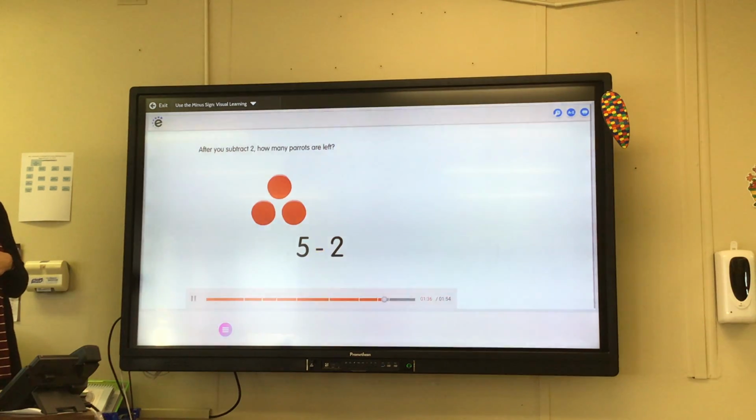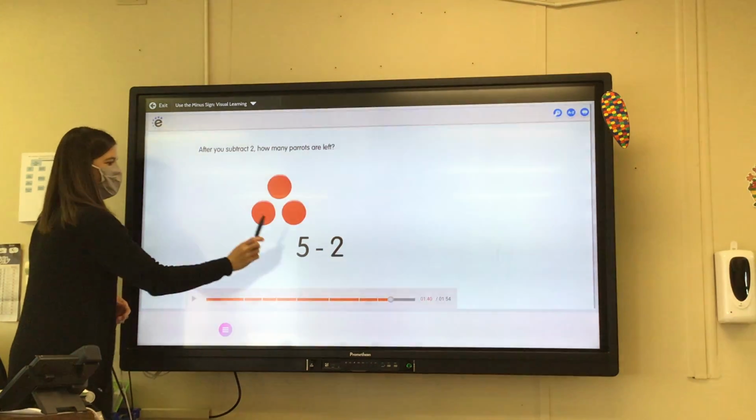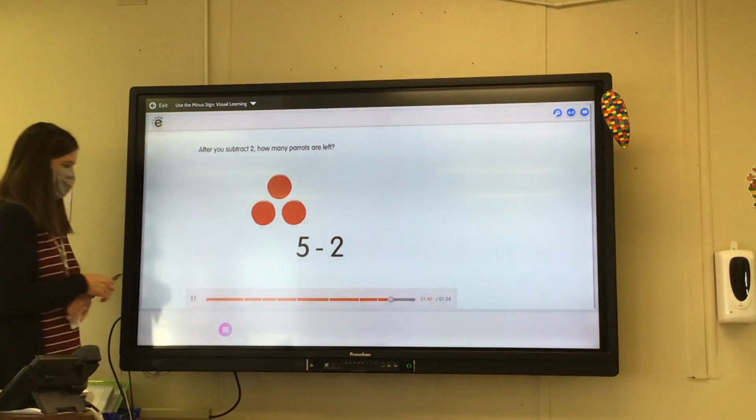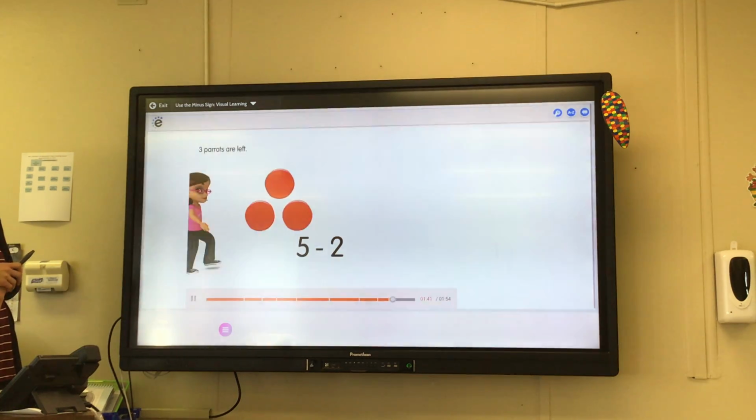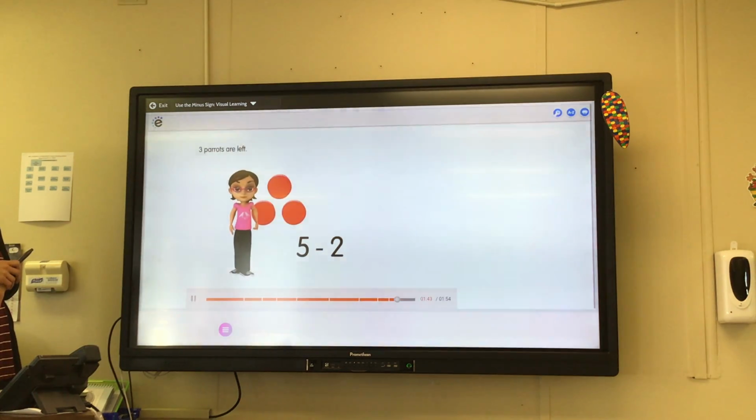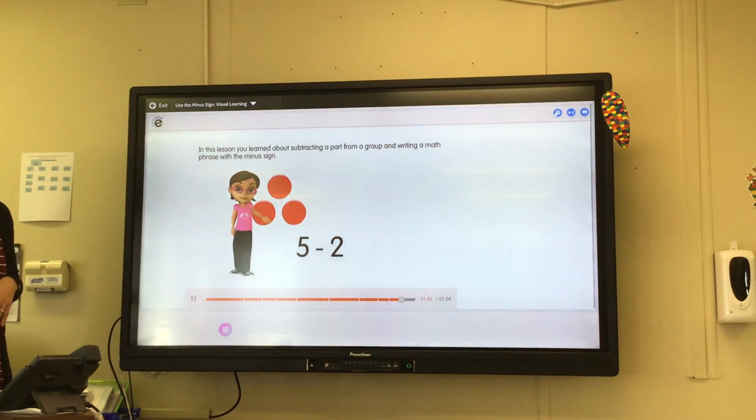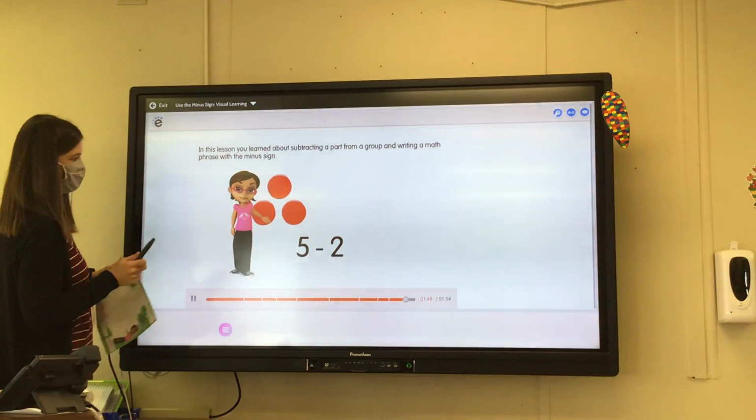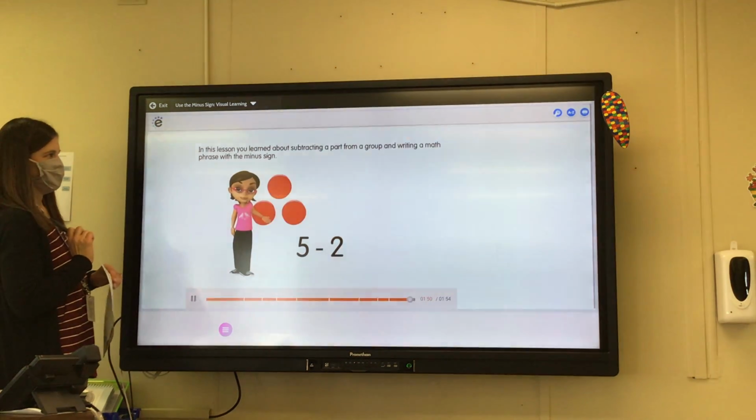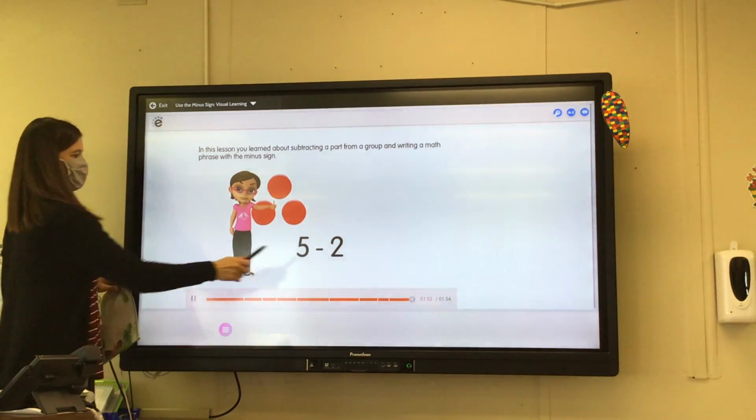After you subtract 2, how many parrots are left? 3. 1, 2, 3. 5 minus 2 equals 3. 3 parrots are left. In this lesson, you learned about subtracting a part from a group and writing a math phrase with the minus sign.